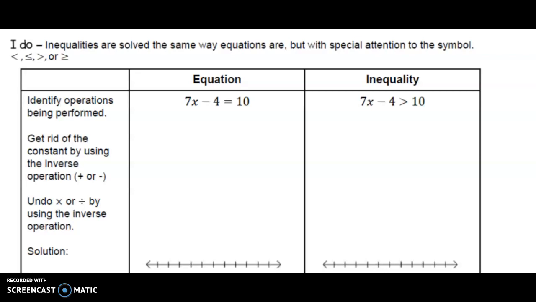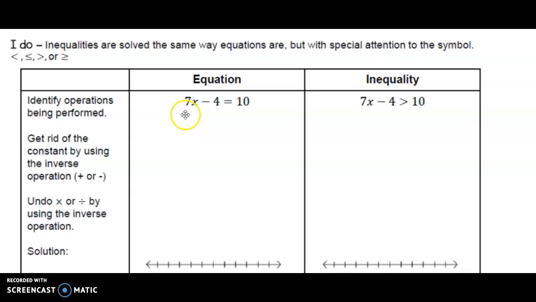Inequalities are solved the same way equations are, but with special attention to the symbol: less than or equal to, greater than or equal to. So let's look first at an equation.